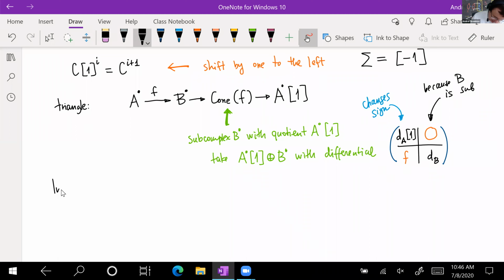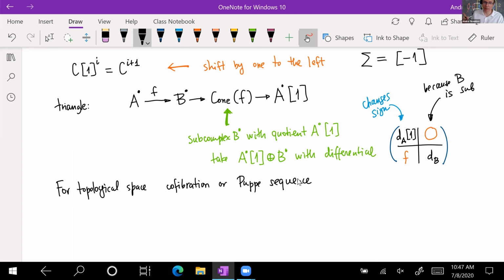And so then there's an analogous notion in topological spaces. For topological spaces, we have the cofibration sequence. I don't know the history of the subject so well, but I think this first appeared in topology, and then Puppe, so this is also called the Puppe sequence, and he missed one of the axioms of a triangulated category. Well, like I said, I'm not an expert. For topological spaces, there is an analogous sequence called the cofibration sequence. And you can see it behind me, but I'm going to draw it here.